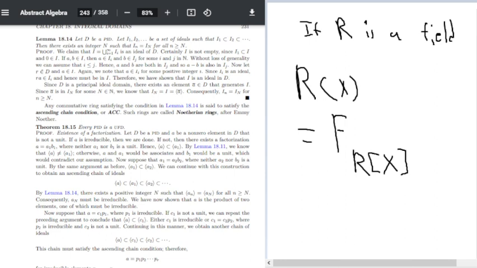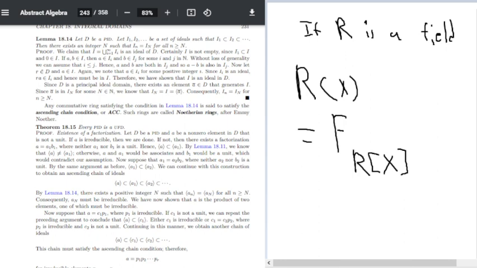Since D is a principal ideal domain, there exists an element A bar in D that generates I. Since A bar is in I_n for some n in N, we know that I_n is equal to I is equal to the principal ideal generated by A bar. Consequently, I_n is equal to I_N for n greater than or equal to N. That is a very pretty proof. I really like that, actually.